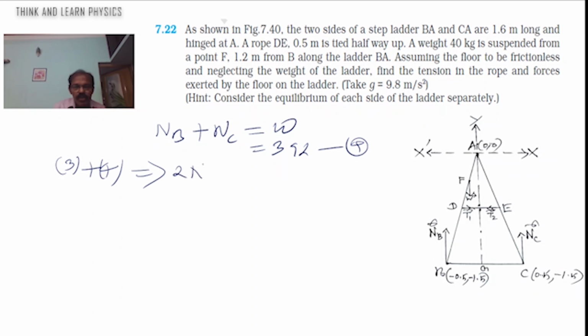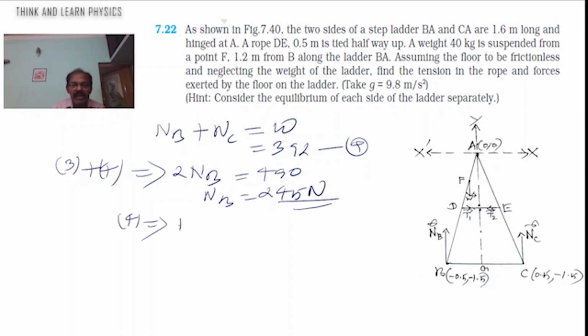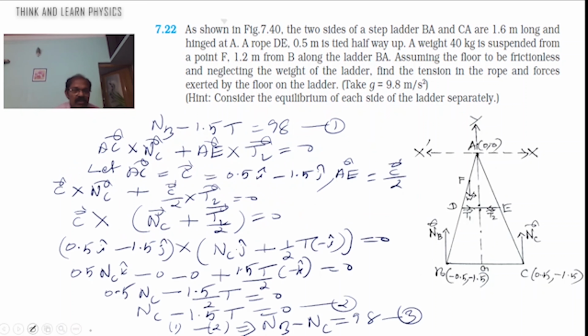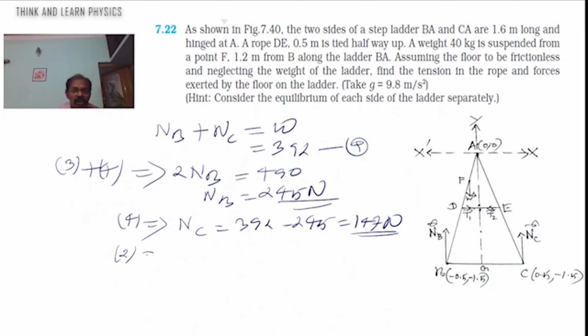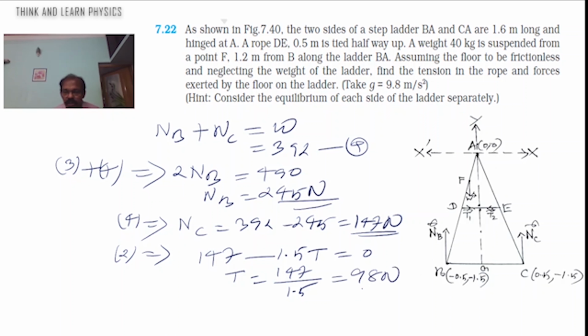Now 3 plus 4 gives that 2NB equals 98 plus 392 means 490. From that we get NB as 245 newtons. Therefore 4 becomes NC equals 392 minus 245 equals 147 newtons. Now substituting the value of NC in equation 2, equation 2 becomes 147 minus 1.5 T equals 0, or T equals 147 divided by 1.5. This is found to be 98 newtons.